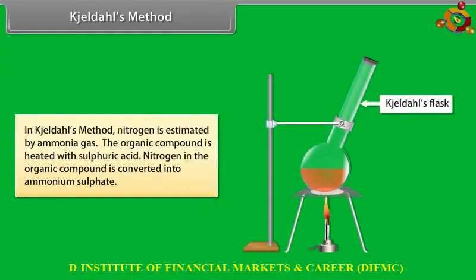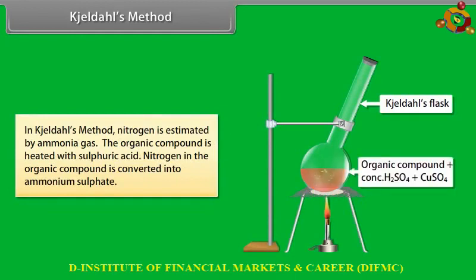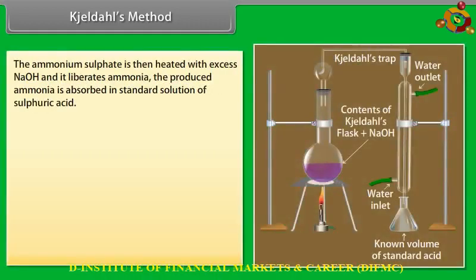Kjeldahl's method. In Kjeldahl's method, nitrogen is estimated by ammonia gas. The organic compound is heated with sulfuric acid. Nitrogen in the organic compound is converted into ammonium sulfate. The ammonium sulfate is then heated with excess NaOH and it liberates ammonia. The produced ammonia is absorbed in standard solution of sulfuric acid.